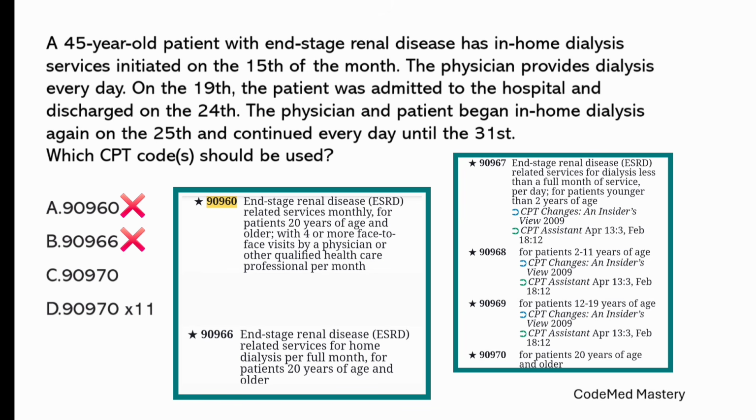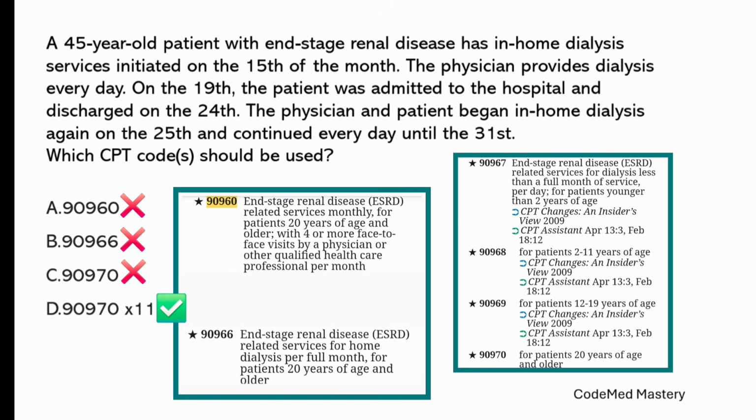The code in option C and D, 90970, is the correct code because it is for ESRD related services for dialysis less than a full month of service per day for patients 20 years of age or older. But the description and guidelines for this code state that it should be reported for each day of service not provided in an inpatient setting. Therefore, we can eliminate option C. Option D is the correct answer.